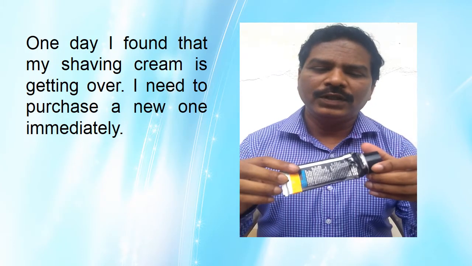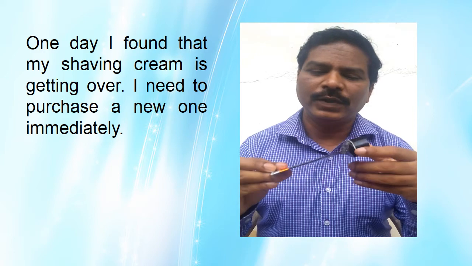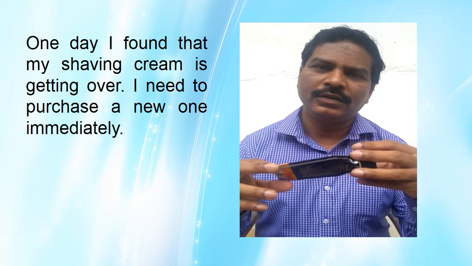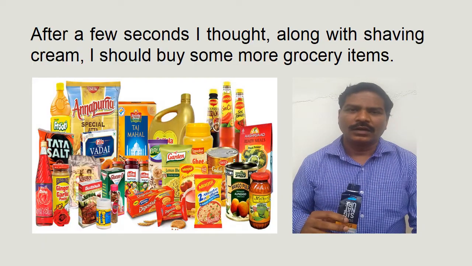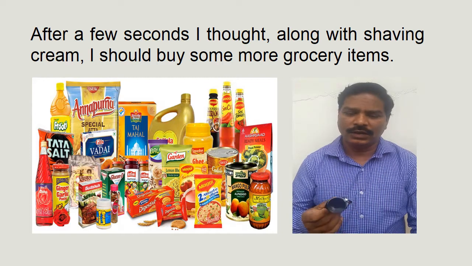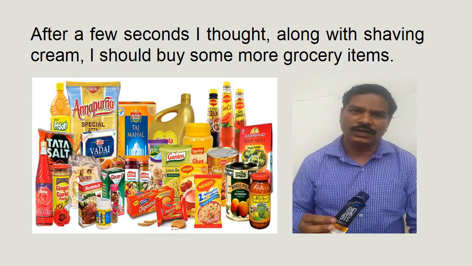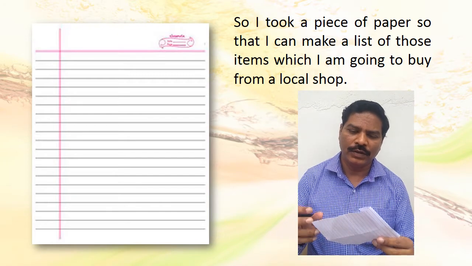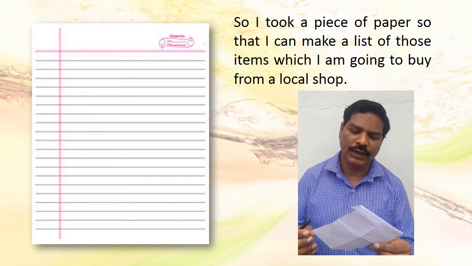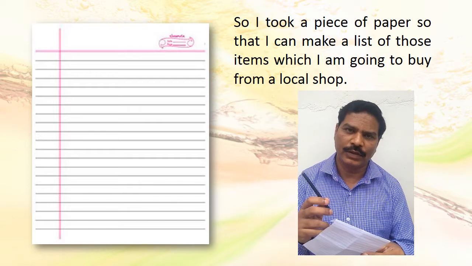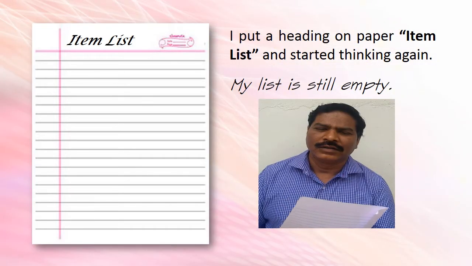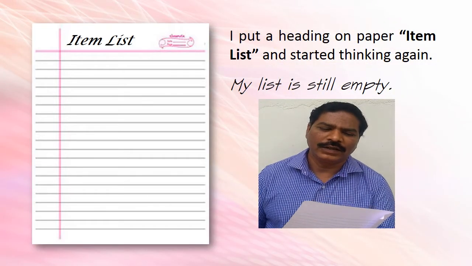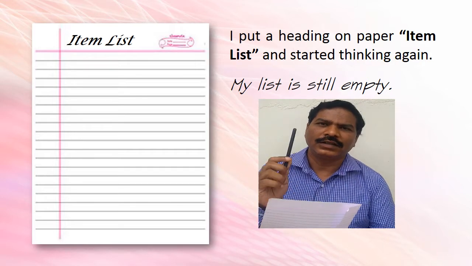One day I found that my shaving cream was getting over. I needed to purchase a new one immediately. After a few seconds I thought, along with the shaving cream I should buy some more grocery items. So I took a piece of paper so that I could make a list of those items which I am going to buy from a local shop. I put a heading on the paper, item list, and started thinking again.